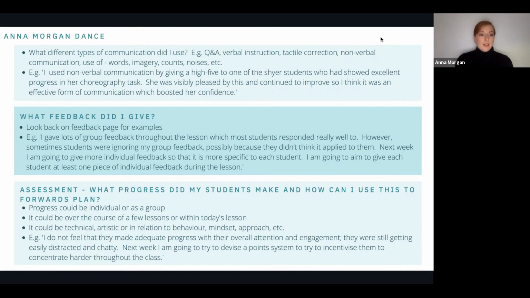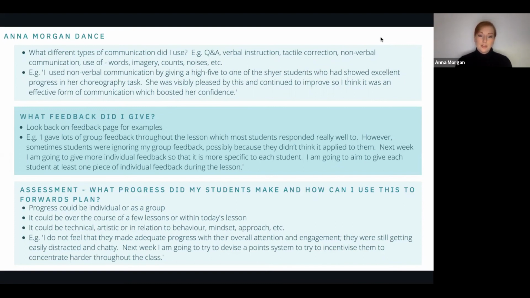What feedback did I give? So you can go back to the feedback page earlier for examples. And an example here would be, I gave lots of group feedback through the lesson, which most students responded to really well. However, some students were ignoring my group feedback, possibly because they didn't think it applied to them. Next week, I'm going to give more individual feedback, so it's more specific to each student. I'm going to aim to give them at least one piece of individual feedback each. So again, I said it didn't actually work as well as I'd hoped, and this is what I'm going to try next week to see if I can fix that.